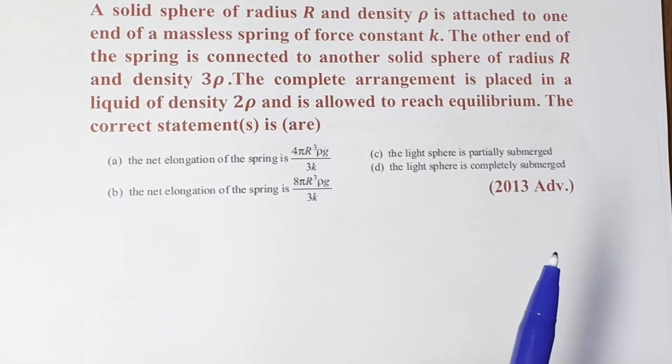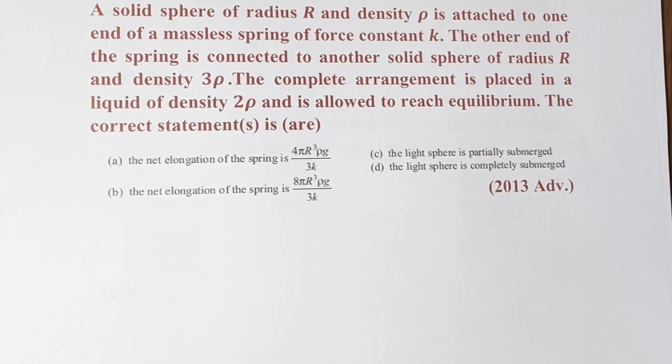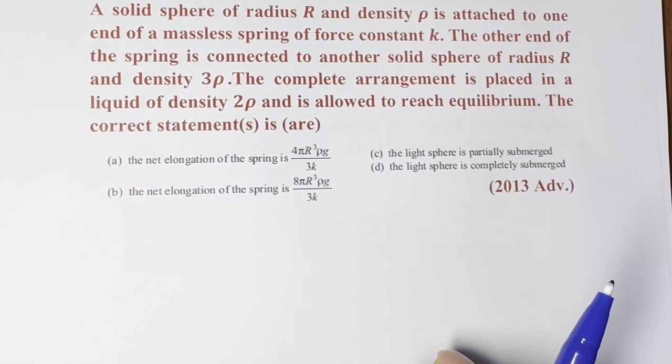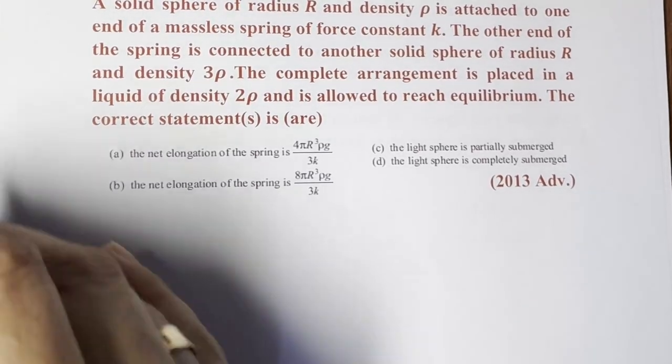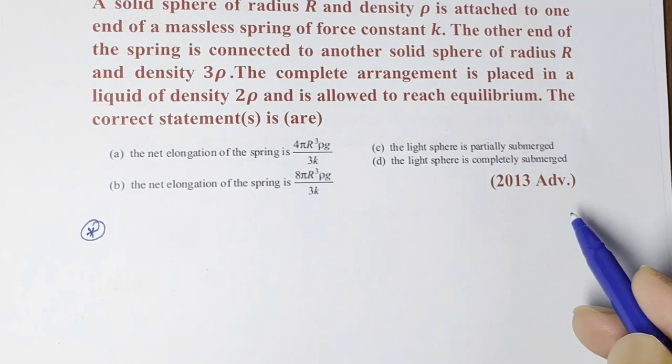This is a very interesting question because as we solve it, you will find that we can draw the analogy between a spring balance system, which has two weights connected to its ends, and that analogy is going to help us solve this question in a much easier way. So first of all, let us draw a rough diagram for it.